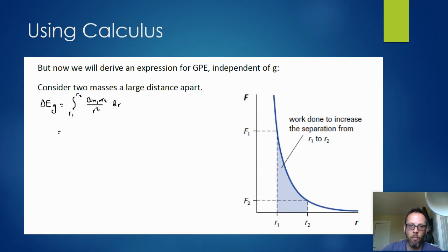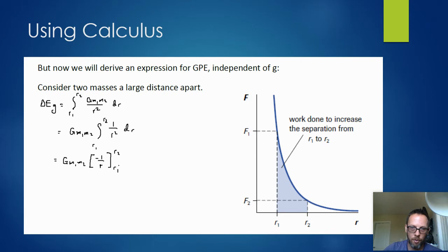Now, G, M1, and M2 are all constants, so they can actually come outside of this integral. And so we're really just integrating the function 1 over R squared. For people who have taken calculus, finding an integral is like the opposite of finding a derivative. So what function, when you take the derivative, gives you 1 over R squared? Well, calculus people would know that that's negative 1 over R.